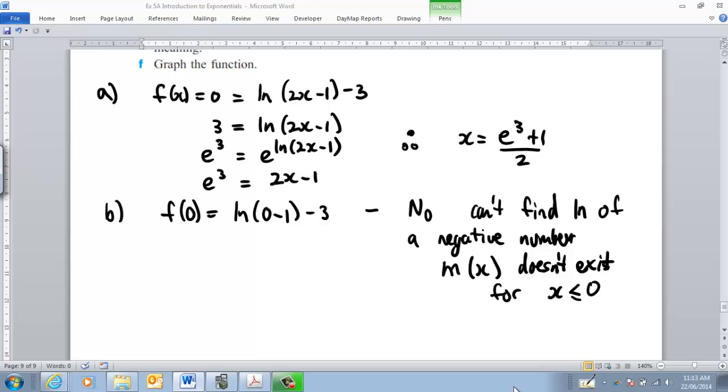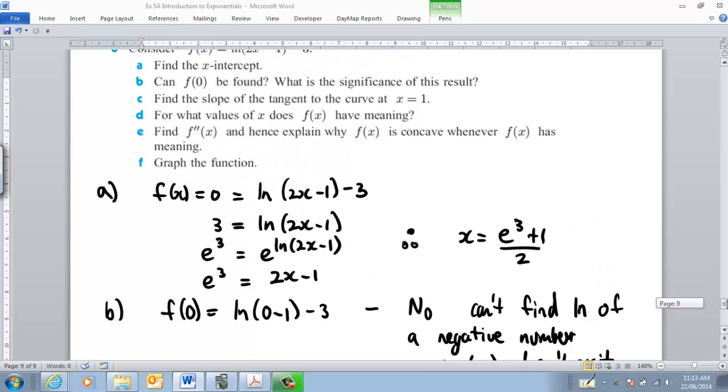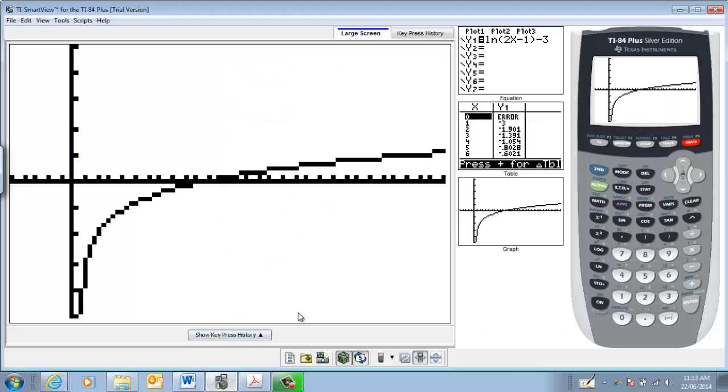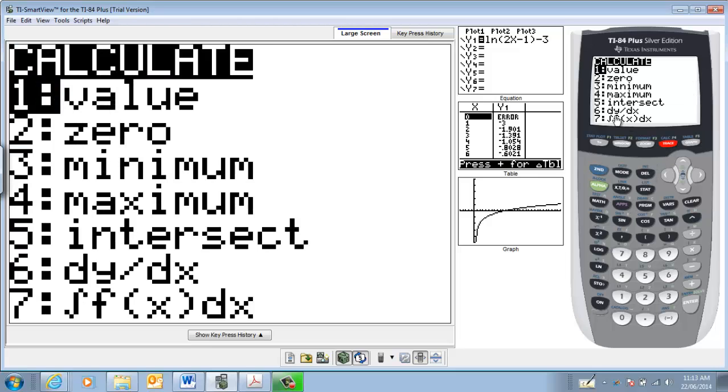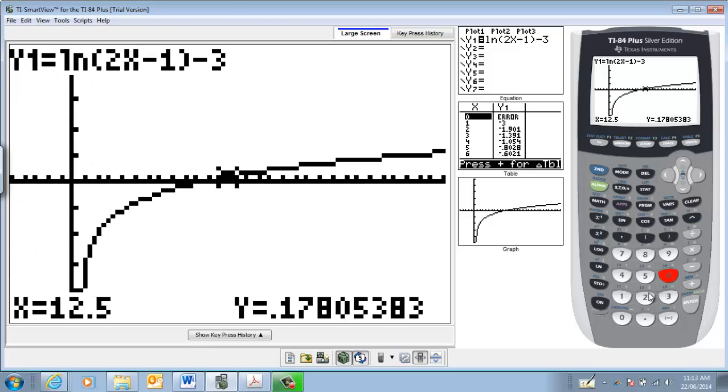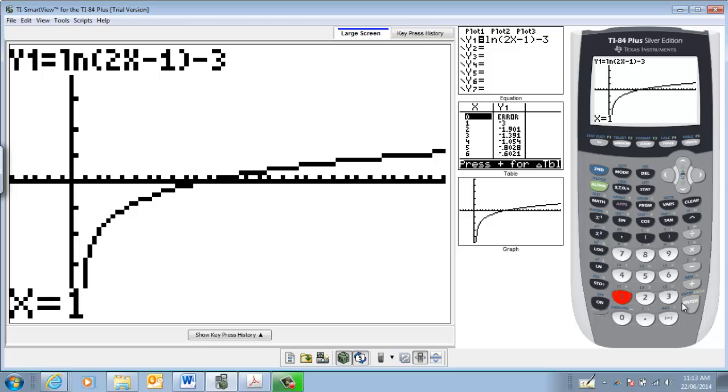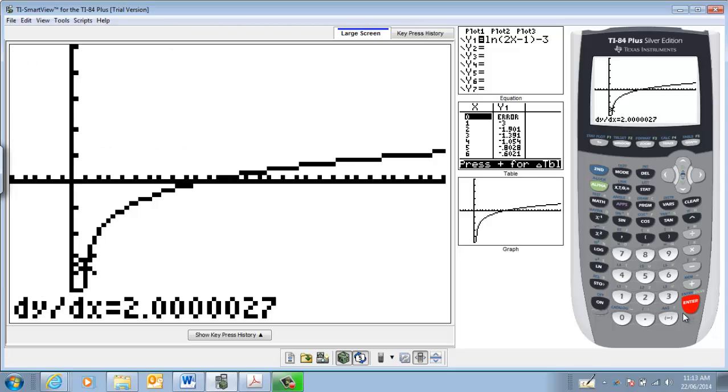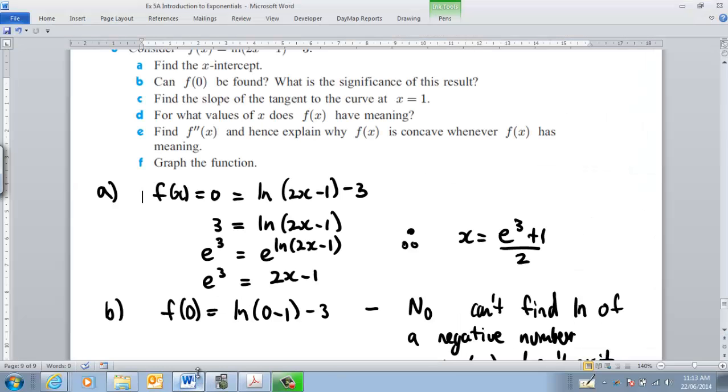Alright, so then the next part of this question asks us to find the slope of the tangent to the curve when x is equal to 1. Keeping in mind, we can actually find that on our calculator by simply going calc dy dx with number 6 and pressing the value of 1 in there. We can check, we know the answer is going to be 2. But we have to show it algebraically as well.